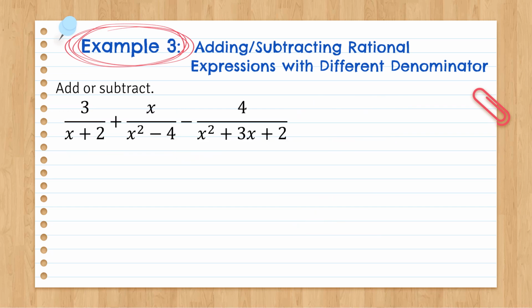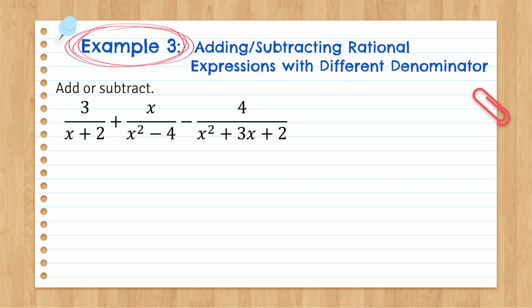So for our third example, and actually this is the last, in adding and subtracting rational expressions with different denominators, we are given 3 fractions. So again, we get the factors of our denominator for us to get the LCD. So for the first fraction, it has a denominator of x plus 2. And x plus 2 does not have any other factor. So we'll be skipping the first fraction.